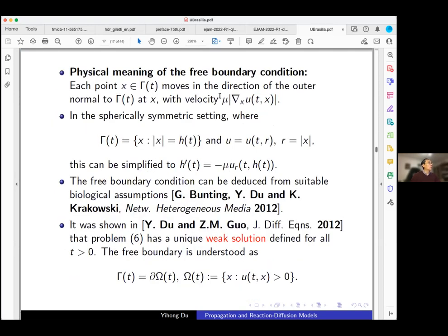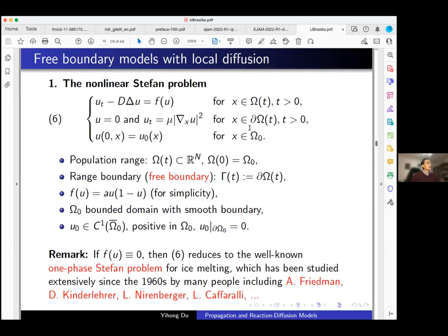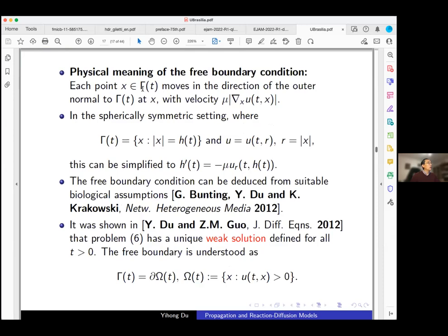Now, let me explain the meaning of the free boundary condition. Gamma t denotes the boundary of Omega t, the population range. Any point on the free boundary moves in the direction of the outward normal at that point of the boundary, with a velocity proportional to the gradient of the population density with respect to x at that boundary point. So that's the meaning.